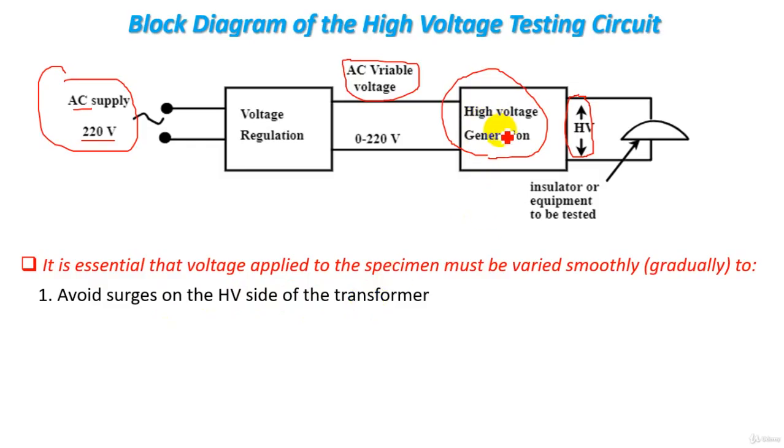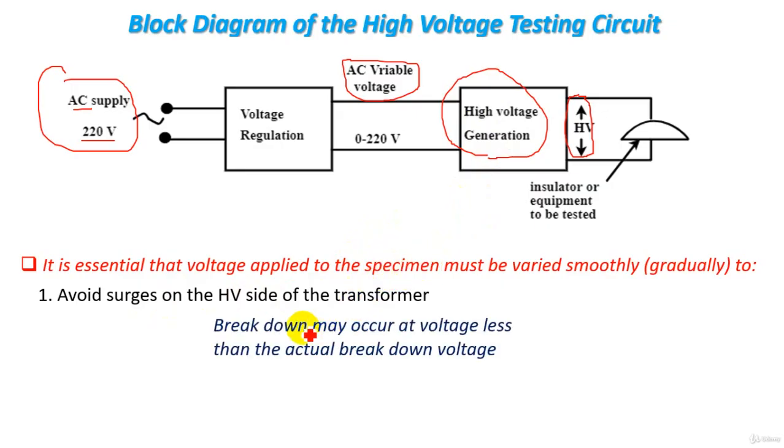If this high voltage generation is actually a high voltage transformer or high voltage testing transformer, and the rate of change of the voltage is very high, surge current may flow and breakdown may occur at a voltage less than the actual breakdown voltage. So this gives an inaccurate reading of the breakdown voltage. Also, smooth variation is needed for accuracy in measurement, to determine an accurate dielectric strength or breakdown voltage of the specimen.